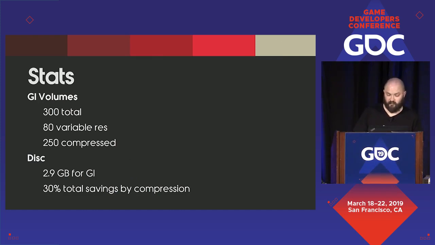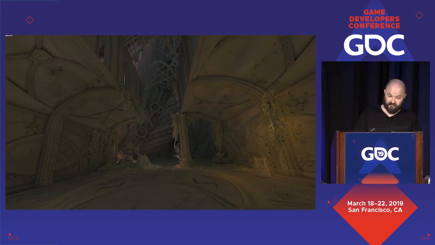So I think these numbers might include GI volumes that have been abandoned, were left through iteration in game art. So the number may indeed actually be a little smaller, but roughly a third or a quarter were variable res. Most of them were compressed. About 3 gigs in total on the disk, and about a 30% savings due to compression. I'll close with some screenshots from the game.